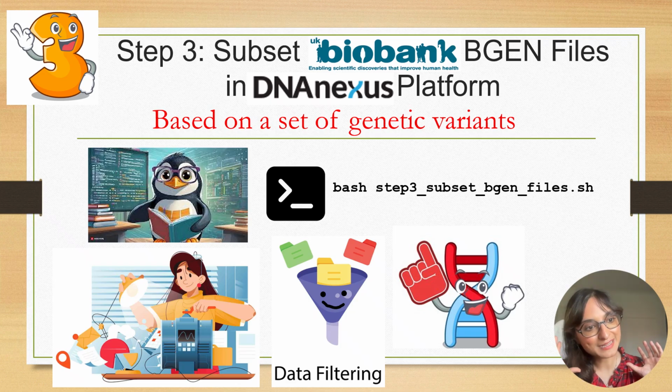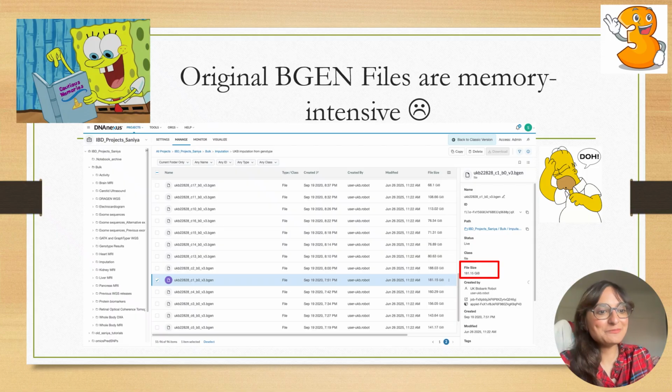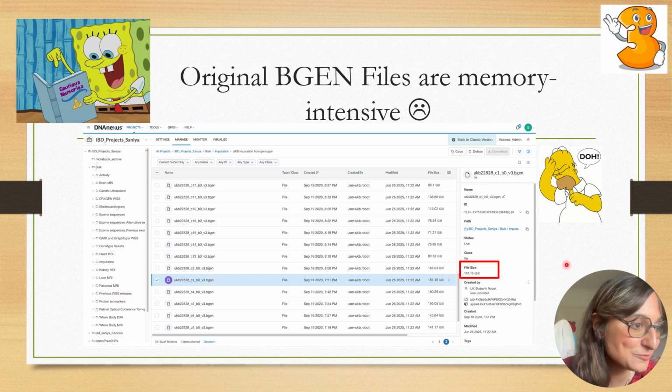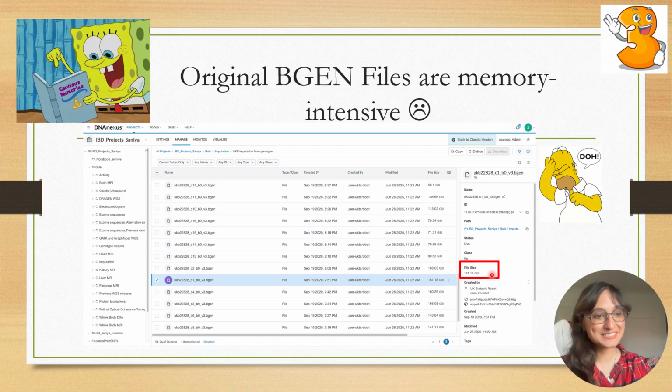But in this next step, step 3, we're going to be subsetting these BGEN files for just the variants of interest so that we can have condensed genotype files going forward. And you may wonder, well, why do we need to do that? Well, some of the files can be quite large. You can see that for this example here, for chromosome 1, it's like 181 gigabytes, which I know when people talk about terabytes, may seem like it's not much, but it is quite a lot.